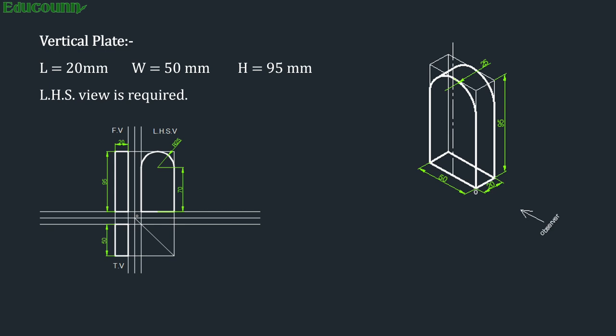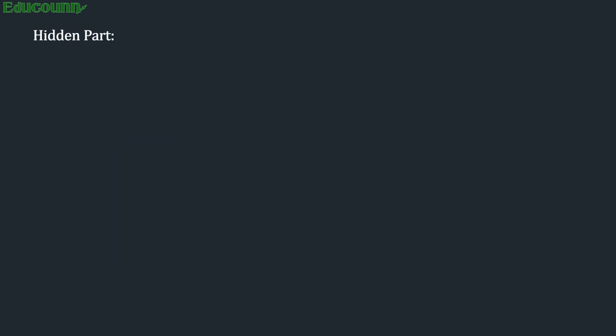Now you can see the object from the top, it is a curved surface. Even if it is a curved surface, it appears as a rectangle of 20 by 50, and the same is the case with the front view. Again in the front view, there is a curved surface, but still it appears as a plain rectangle of 20 by 95. So let us see the concept of the hidden part.